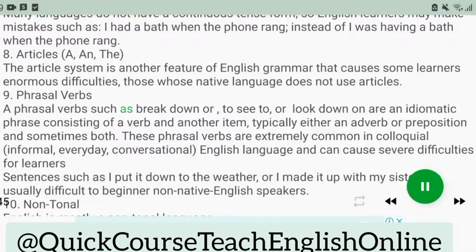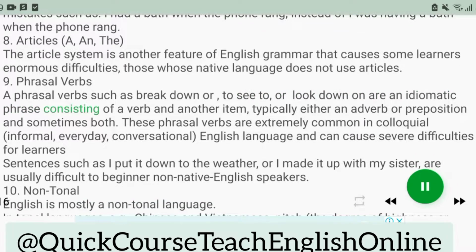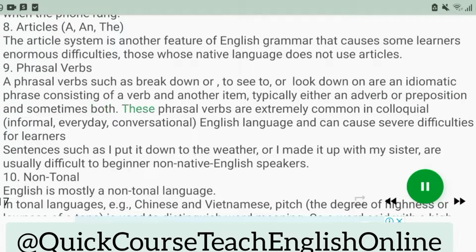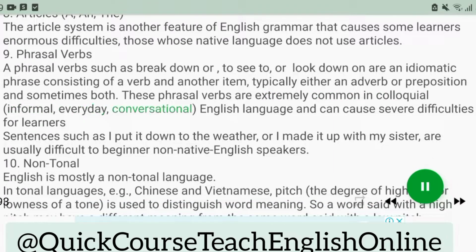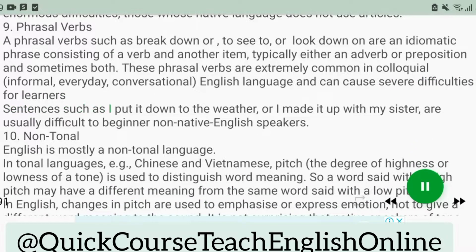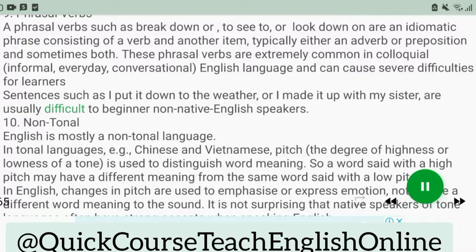A phrasal verb such as break down, to see to, or look down on is an idiomatic phrase consisting of a verb and another item, typically either an adverb or preposition and sometimes both. These phrasal verbs are extremely common in colloquial, informal, everyday, conversational English and can cause severe difficulties for learners. Sentences such as I put it down to the weather, or I made it up with my sister, are usually difficult for beginner non-native English speakers.